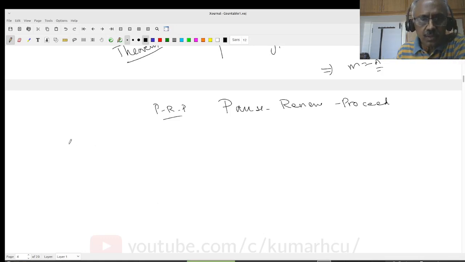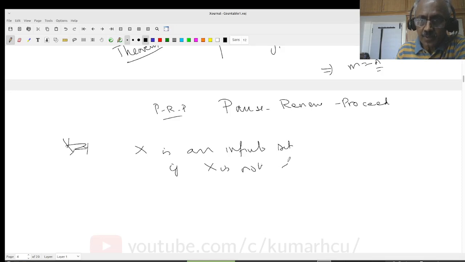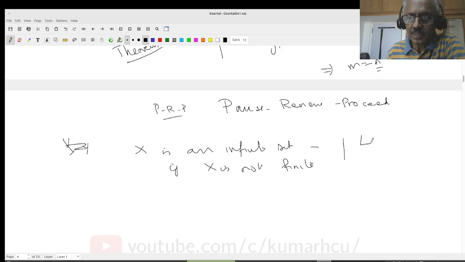So let us go back. Now X and Y may be any sets. When do I say X is an infinite set? If X is not finite. Later we will give a much better definition for an infinite set. We will see a glimpse of that now immediately.